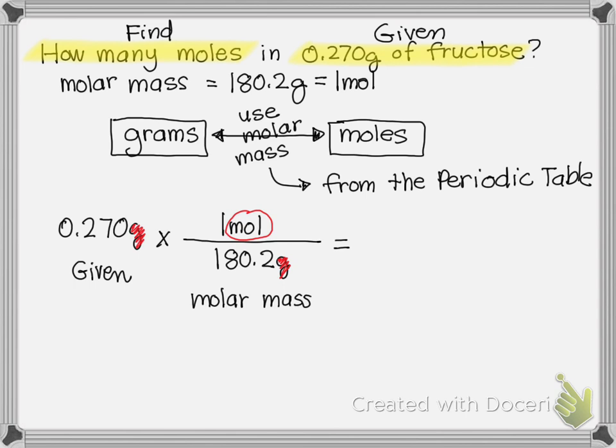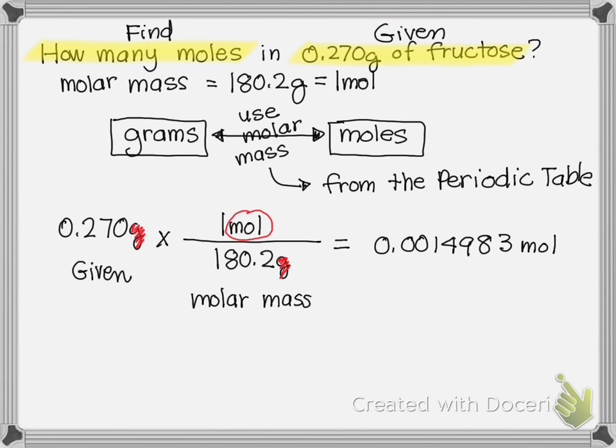So in essence, what I am doing is dividing by the molar mass. So 0.270 divided by 180.2 equals 0.0014983. It keeps going, moles.